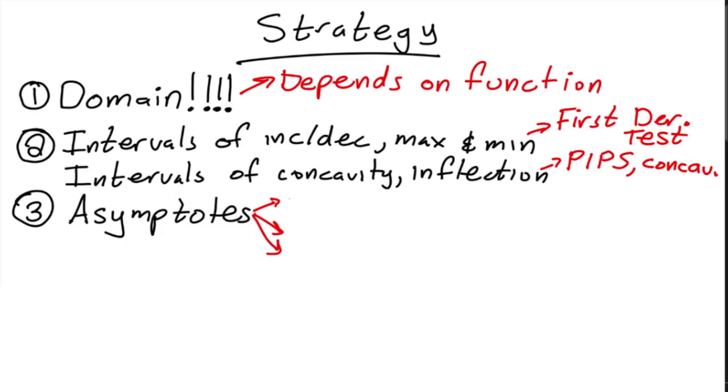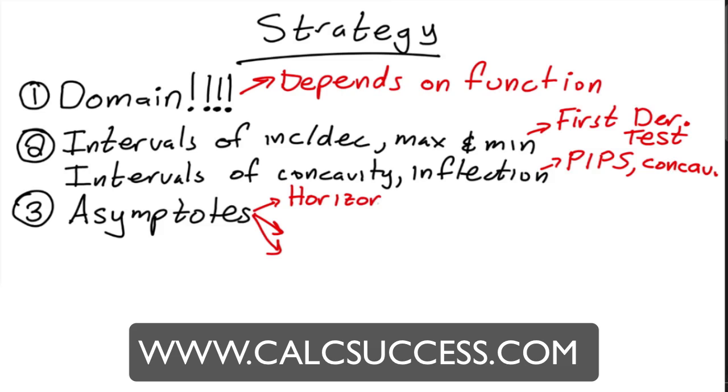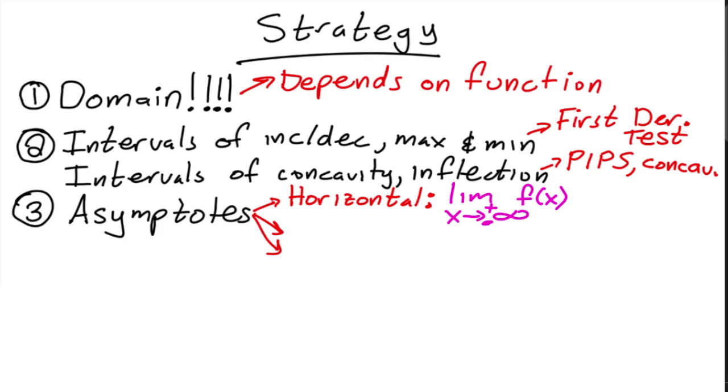Okay, and then to find the asymptotes, remember you have two kinds of asymptotes. Actually, you have three kinds. The first one is horizontal asymptotes. And to find the horizontal asymptotes, remember you find the limit as x goes to infinity. And I'm going to put plus or minus because you have to do both on the positive side and the negative side of your function.